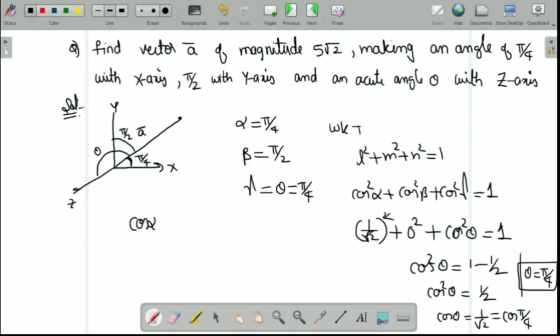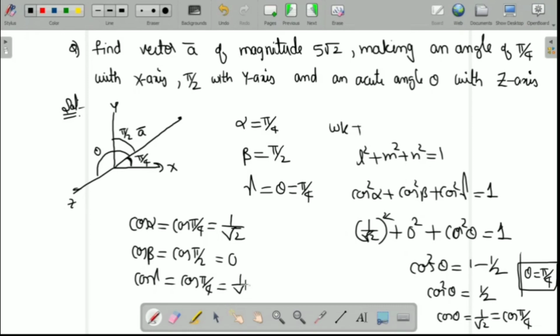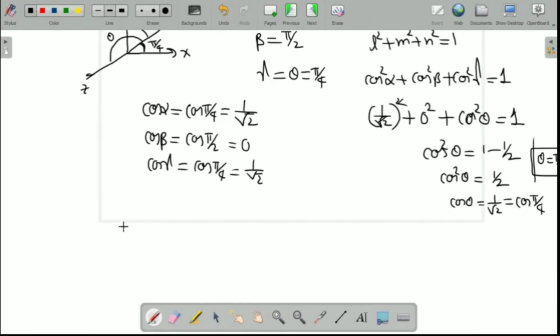Then find cos alpha. Cos alpha is cos pi by 4, whose value is 1 by root 2. Next, cos beta value is cos pi by 2, which is 0. Cos gamma is equal to cos pi by 4, which is equal to 1 by root 2. So we have cos alpha, cos beta, cos gamma. A bar is a vector whose magnitude is 5 times root 2. So we should multiply 5 root 2 into the unit vector to get the required vector. So the required vector is 5 root 2 into a bar.